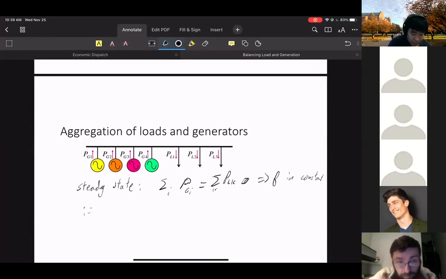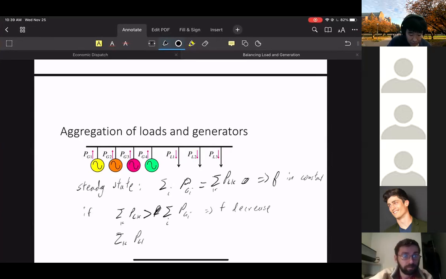If, for example, the total load is bigger than the total generation, then f will decrease. Otherwise, if the load is less than the total generation, f will increase. So we're looking at the net power balance, right? This really doesn't change very much from before. It's just that we're looking at the net power balance.